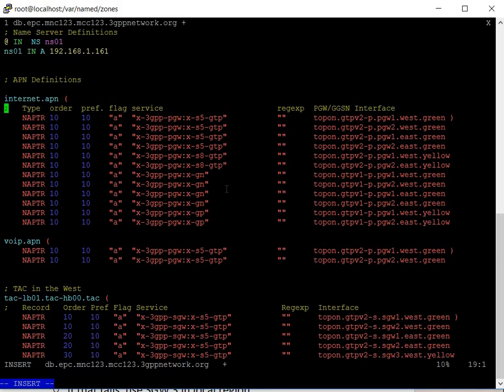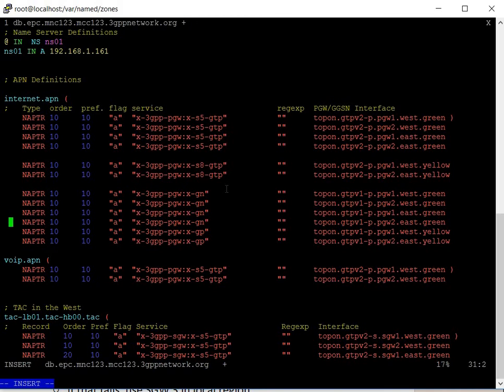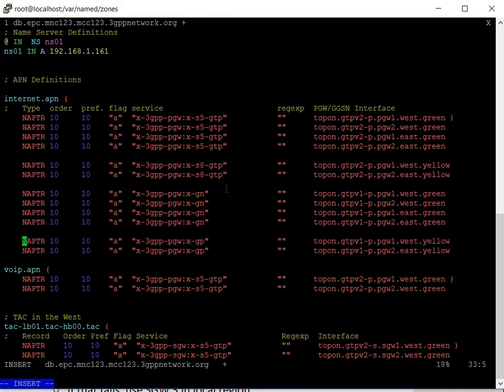So this Internet APN, we are defining, and again, I'm going to separate S5 and S8, Gn, and Gp. So for the S5s, I'm going to say West greens is my first, and then East greens is my second, right? And then West and East yellows are being used for roaming.